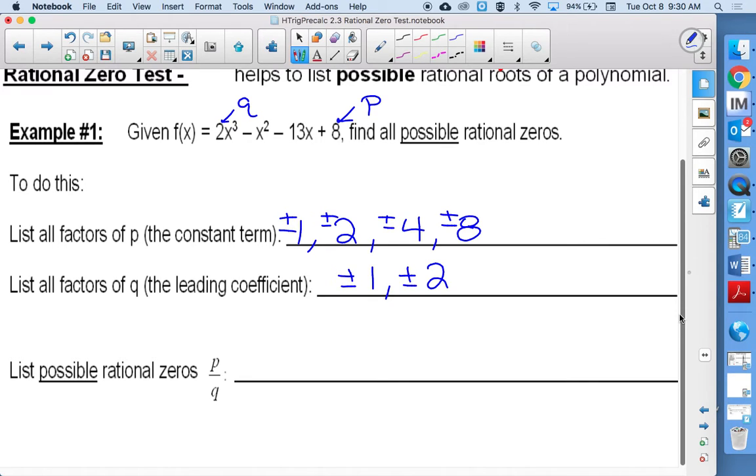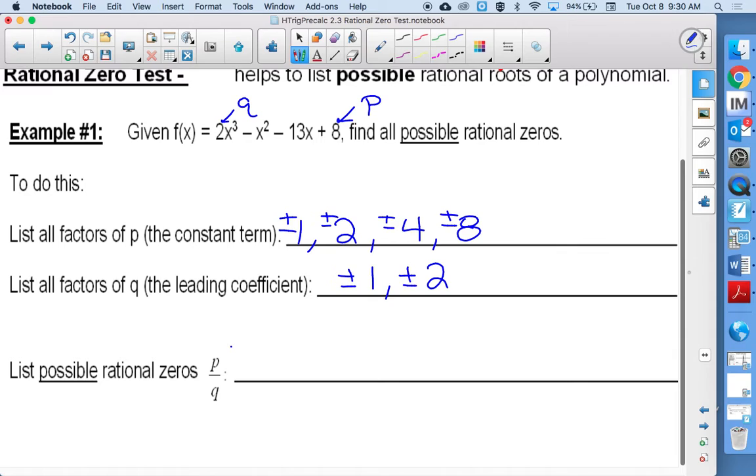Rational means a fraction. Any rational number can be written as a fraction. Our rational numbers are of the form p divided by q. And when we did rational functions last year, that's the form that we use for a rational function. That's a definition, p of x over q of x. So we are going to find all of the p divided by q values.